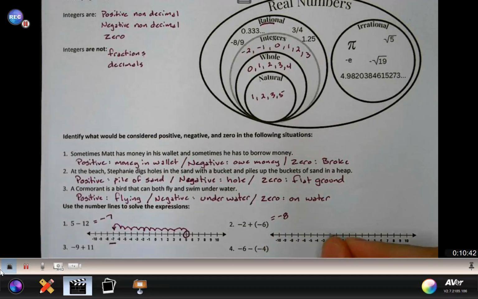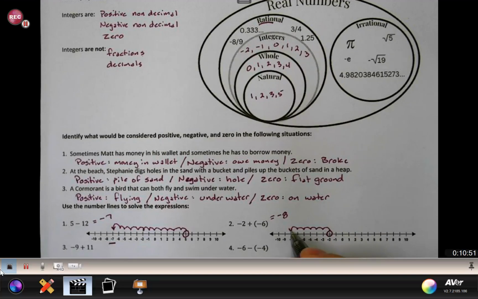So I'm starting at negative 2. Negative numbers go this way. I'm going to go 1, 2, 3, 4, 5, 6. And there we go. We've got negative 8 as our answer.